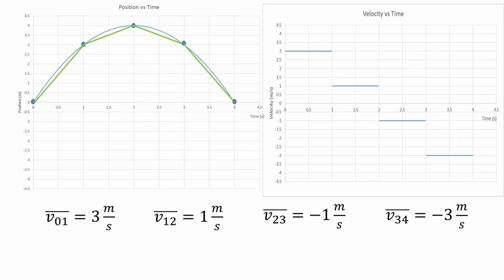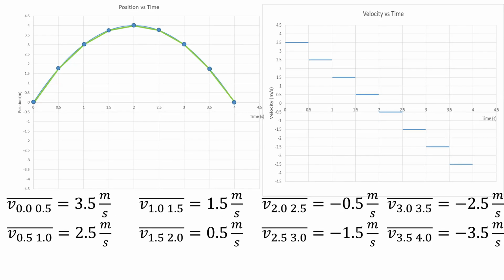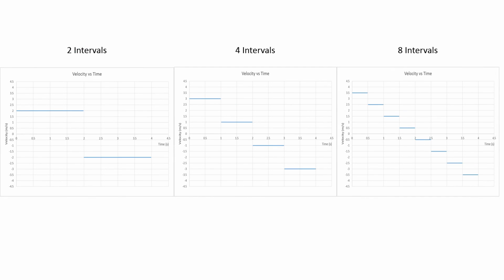If I again double the number of intervals being used, I'll get an even better approximation of the position as a function of time, and even more information out of the velocity plot. Again, each of these velocities represents the slope of each green line on the position plot. Looking at the velocity intervals more closely, you should begin to see a pattern forming. The more intervals I use, the more information I'm getting.